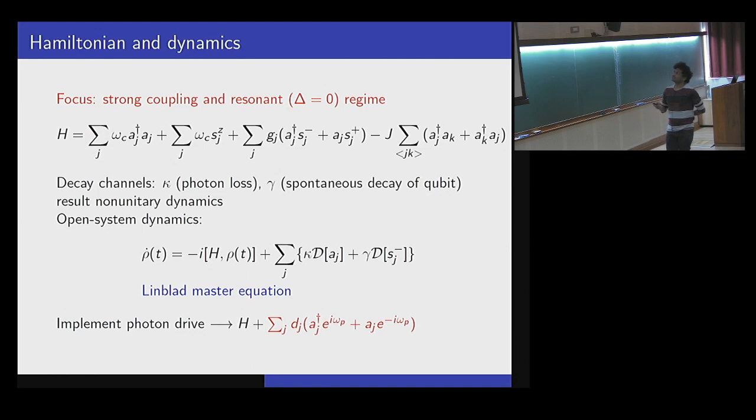So this is our full Hamiltonian of the 1D chain of cavities. The last term is basically photon tunneling between nearest neighbors. And we also allow various decay channels that lead to non-unitary dynamics. To study the open dynamics, we use the Lindblad master equation, where D is the respective dissipator for decay channels. And we also employ a coherent photon drive by adding this term.